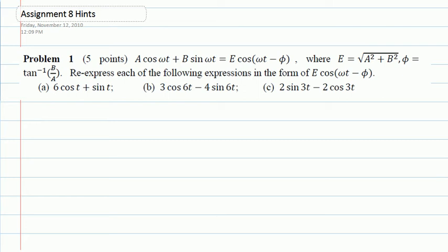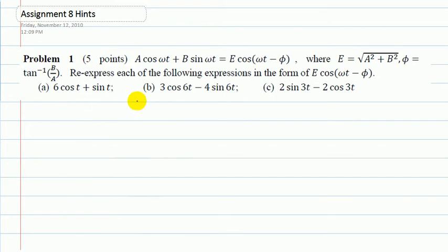Hi, so here are some hints on assignment number 8 for Applied Science 246. Again, I encourage you to do the assignments first, and if you experience any difficulties, you can come back for this video tutorial on some of the hints. The hints are basically some of the potential difficulties I can see for each one of the questions.